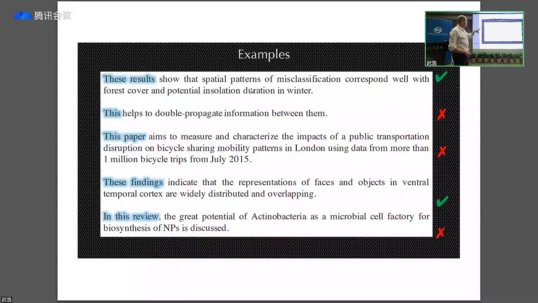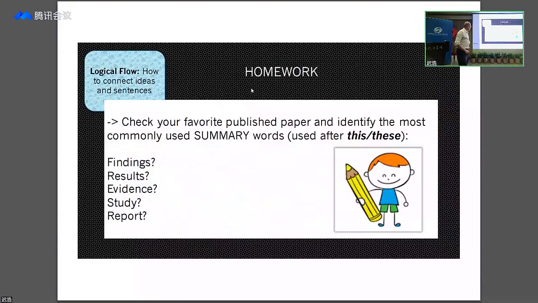So when you read papers, have a look. Can you find this construct? Do you find it often in your papers? This is a task that you can do as homework. You can go to those papers that you have in front of you or on your computer. Have a look what kind of summary words you can find.